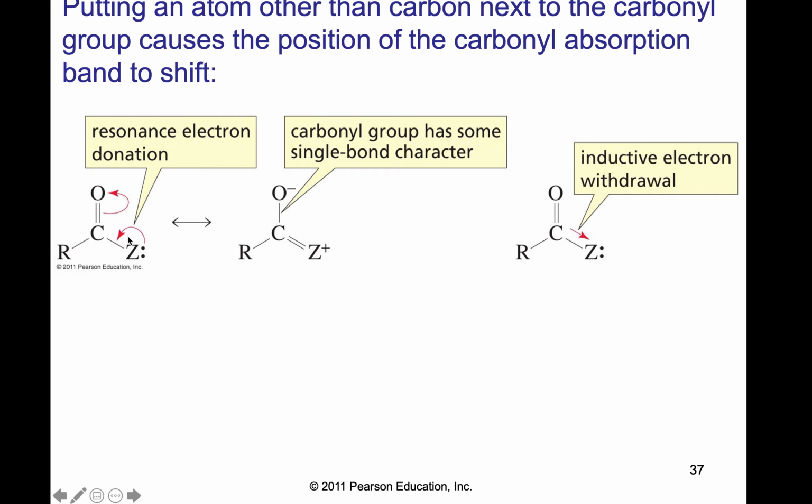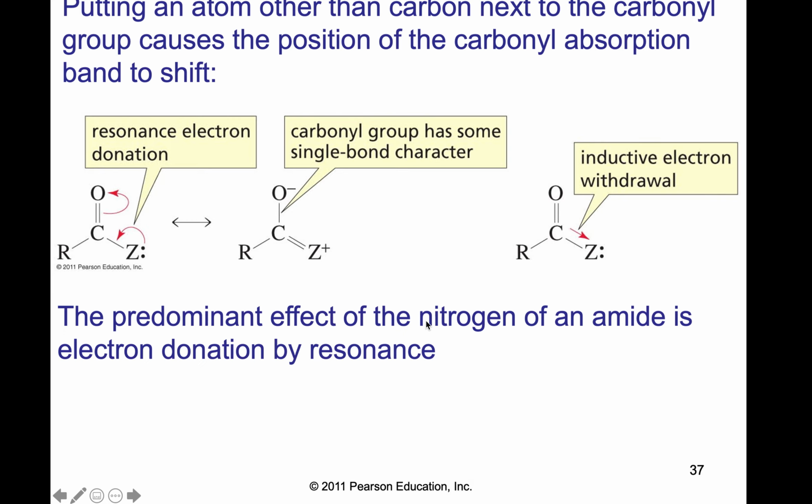Z is able to move a lone pair of electrons in resonance. That gives you single bond character. But if you have a highly electronegative group, Z, let's say fluorine or chlorine or bromine, well, they're not going to want to share readily. They're pulling electrons away. That's called negative induction, and you won't get that single bond character. But if you have somebody that will donate electrons, maybe a nitrogen with a lone pair, then you're going to get single bond character, and that's going to cause changes in the absorption band where it shows up.